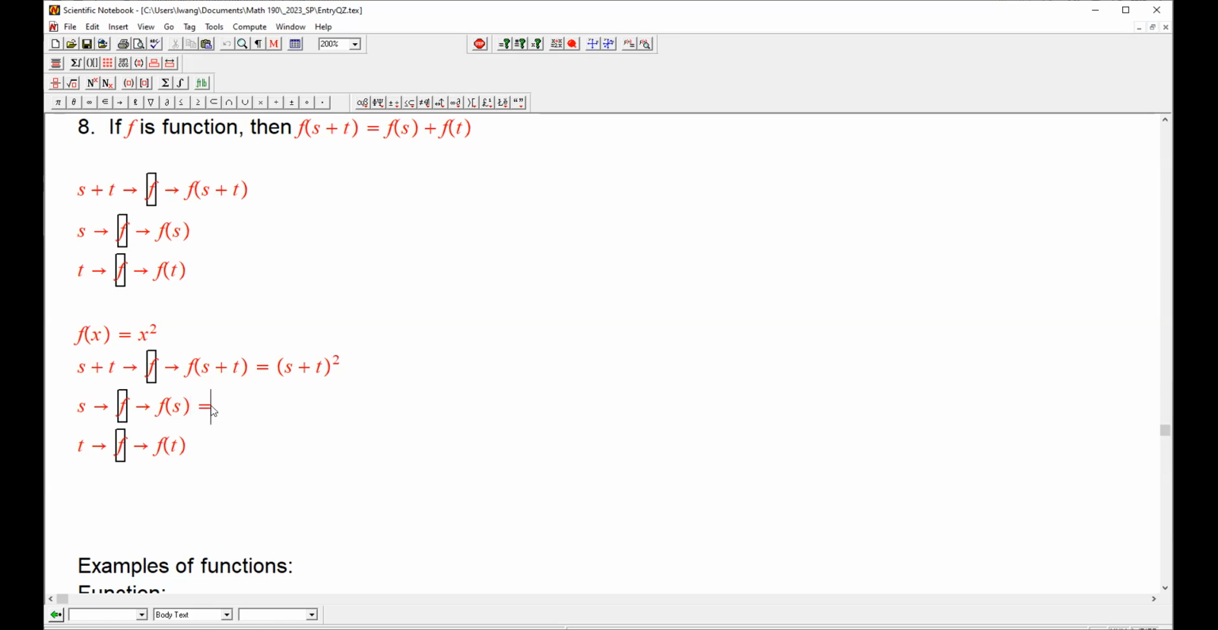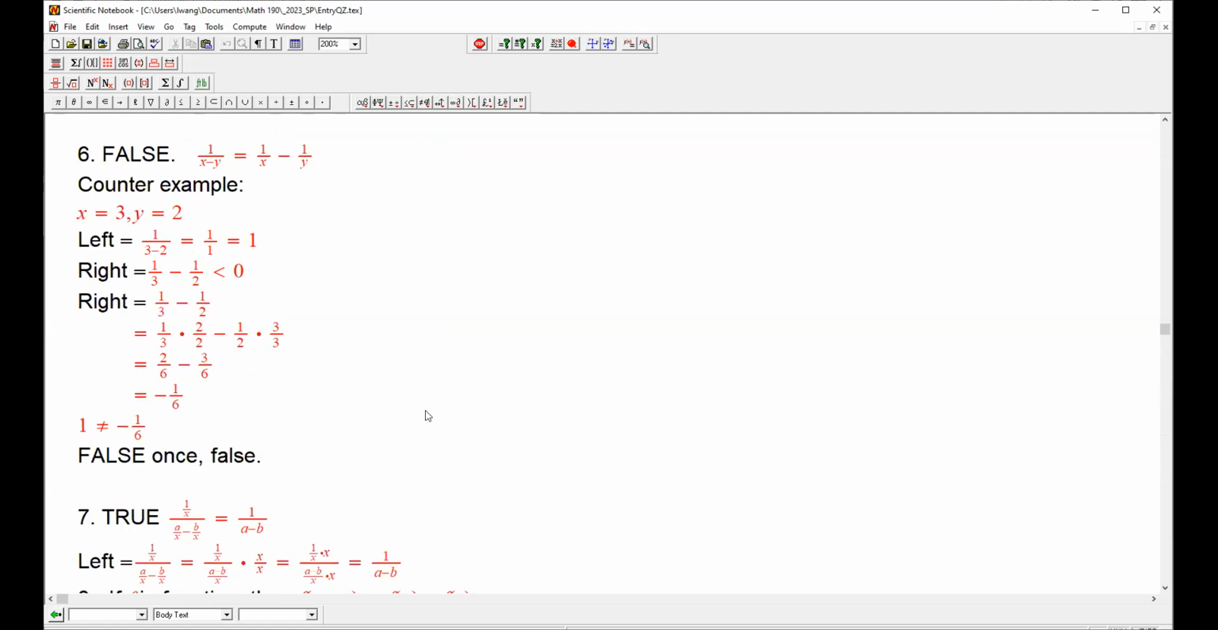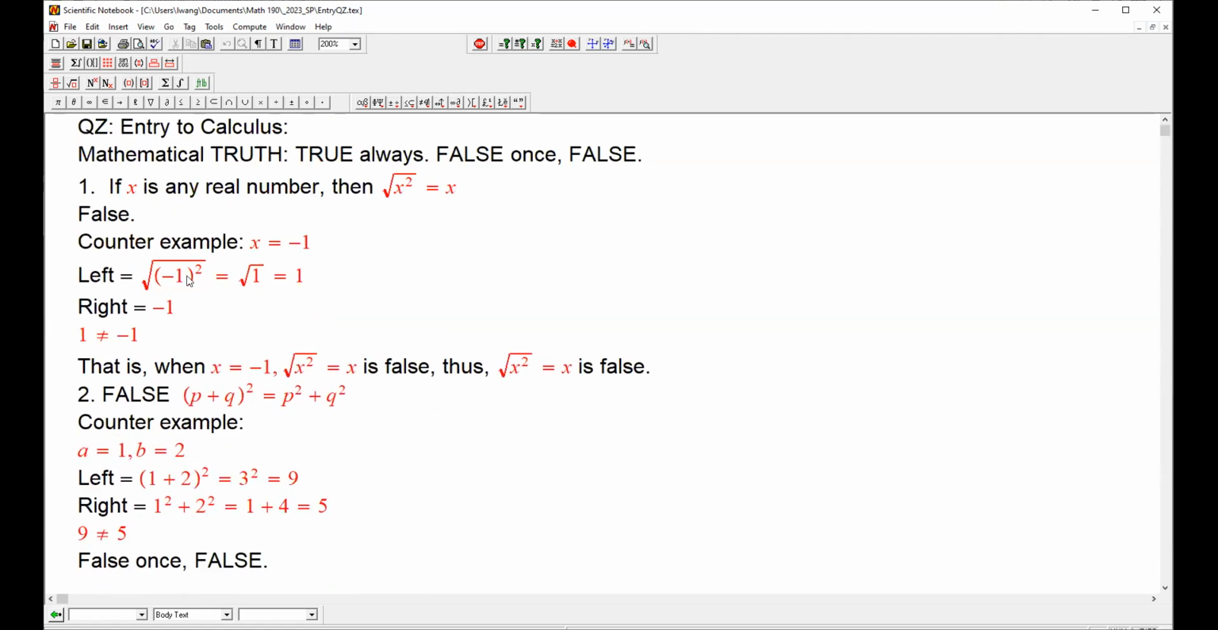And what would this be? This will be s squared. And this will be t squared, right? So for this rule, I pick out a function for this rule, and we just mentioned P plus Q squared. Where was it? We had it over here.